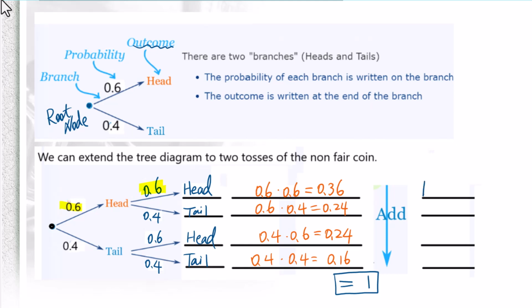Then we can label the probabilities. 0.36 means the first is head, the second is head. 0.24 means the first is head, the second is tail. 0.24 means the first is tail, the second is head. 0.16 means tail, tail.